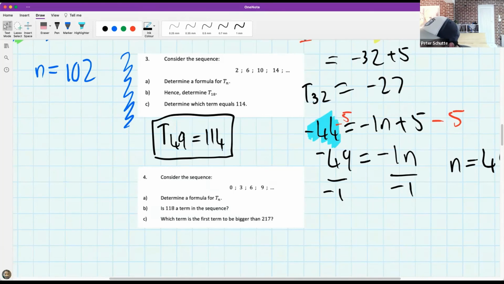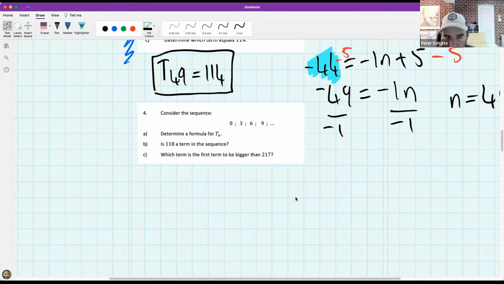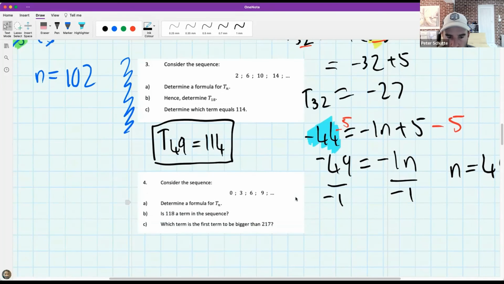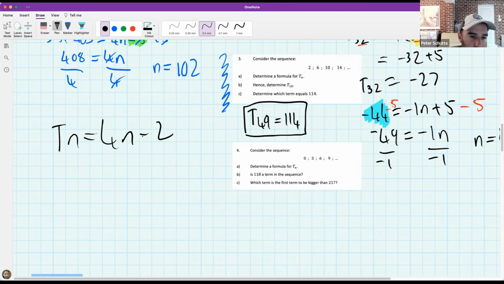Sir, my question is, when you find a formula, for example, 4n minus 2, we basically say 4 and then we times 18.